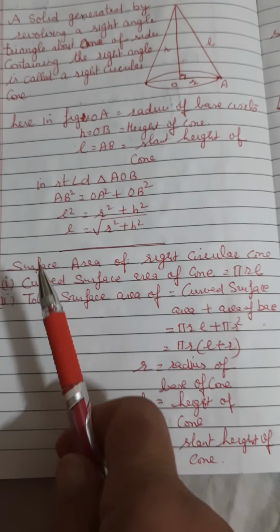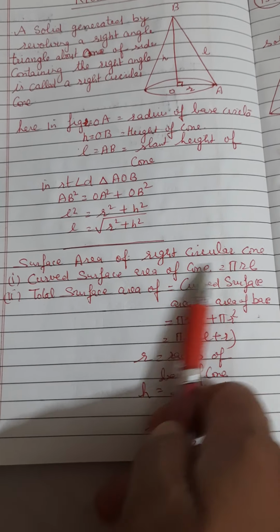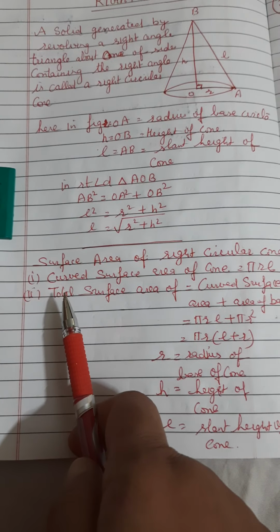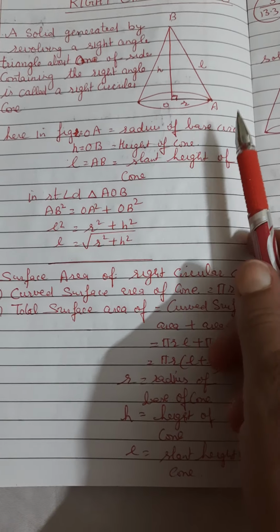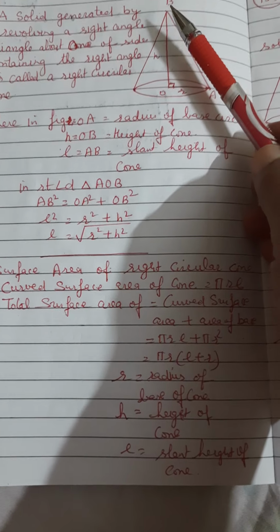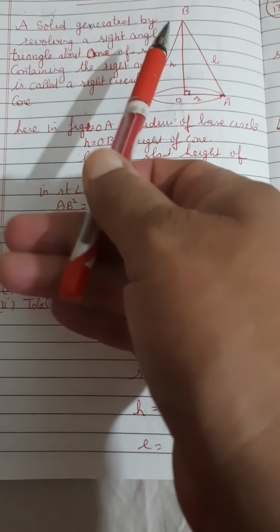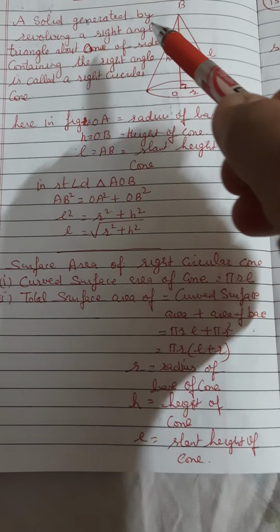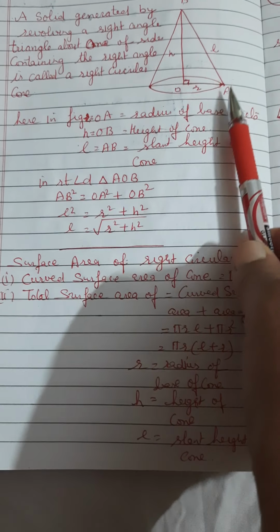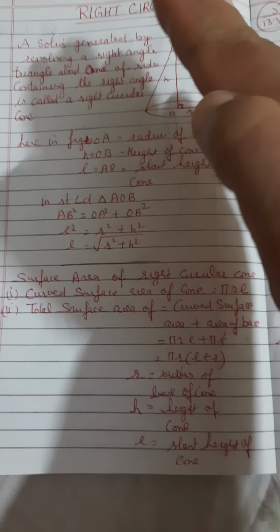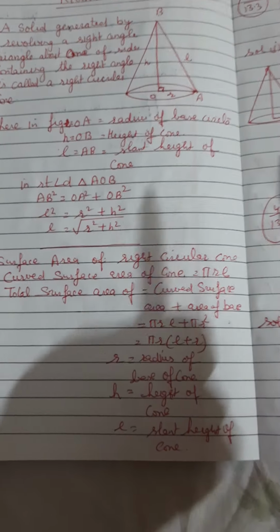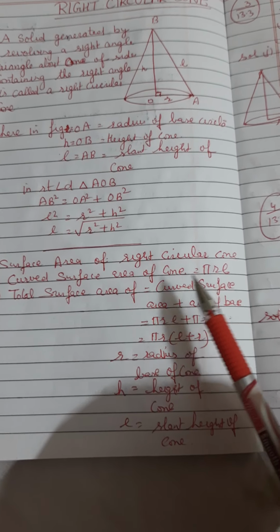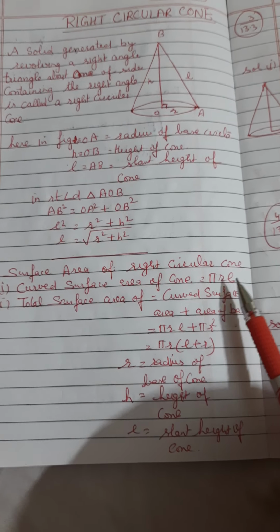Now we come to the surface area of a right circular cone. First part is the curved surface area of the cone, which is pi RL. Curved surface area is this one. This point is moving, and it will be moving like this. Then this is the curved surface area of the cone, and it is given by pi RL.